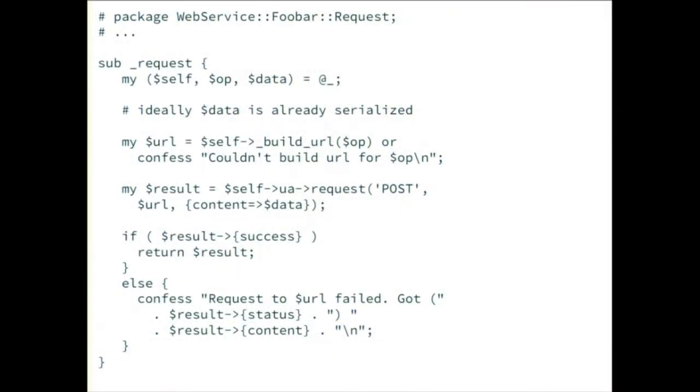One other thing I wanted to show off in the particular request object is this underscore request method. In this particular case, I'm telling you ideally the data is already serialized, but here's the exception that proves the rule. Sometimes you're not going to have a scalar, or a ref. Typically that would be a hash ref or something. Typically, it's going to be a ref, or it's going to be a hash or a string or something that's ready to send on the wire.